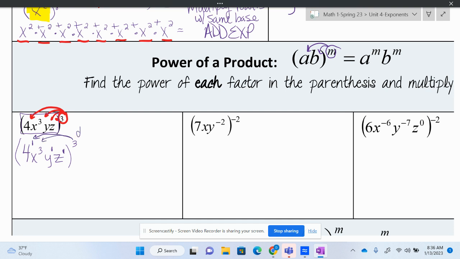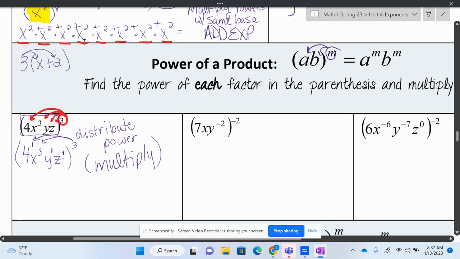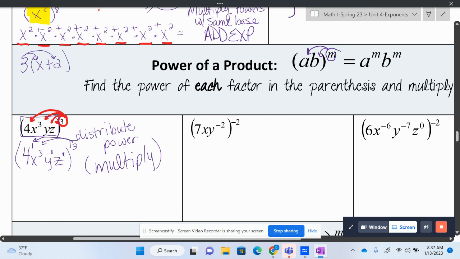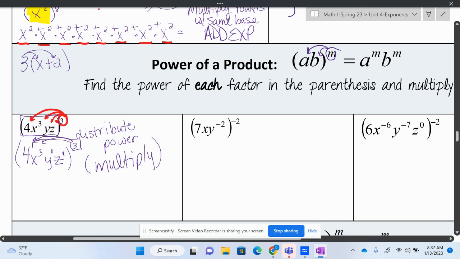And remember, when you distribute, that means multiply. Do you guys remember distributing? Distribute was something like this: 3 times x plus 2. You multiplied. Do you guys remember doing that? This is distributing, right? So that's what you're going to do. So we're going to take this 3 and multiply it by 1. What is 3 times 1? 3. So that becomes 4 to the third power.